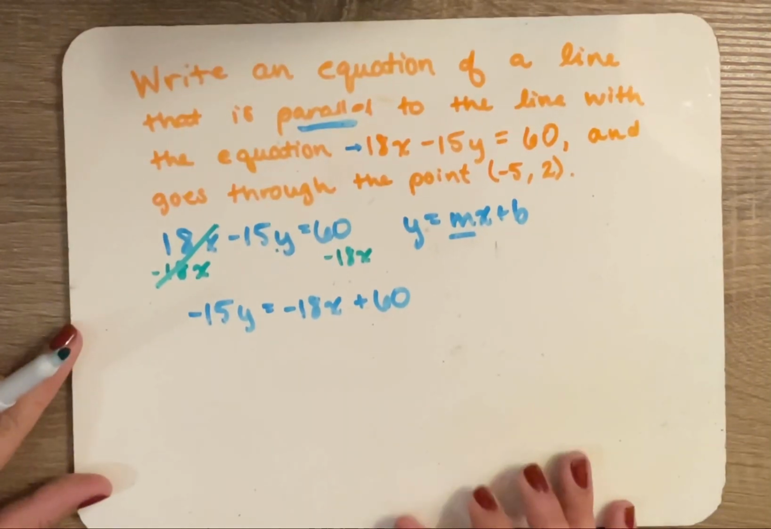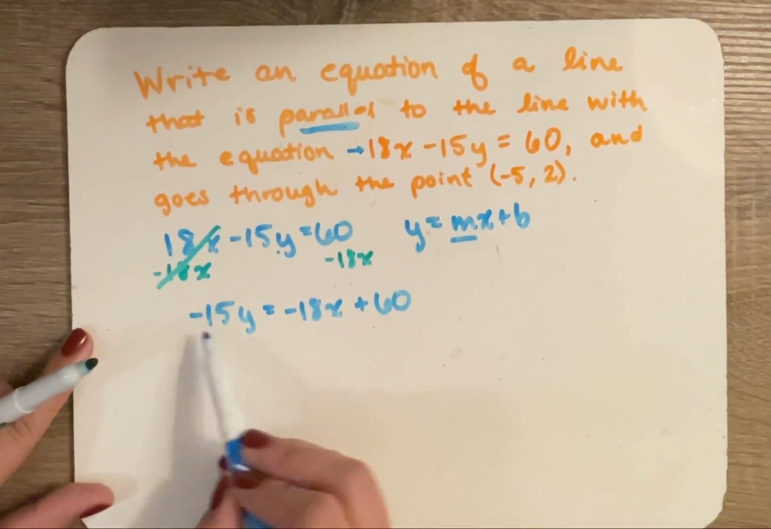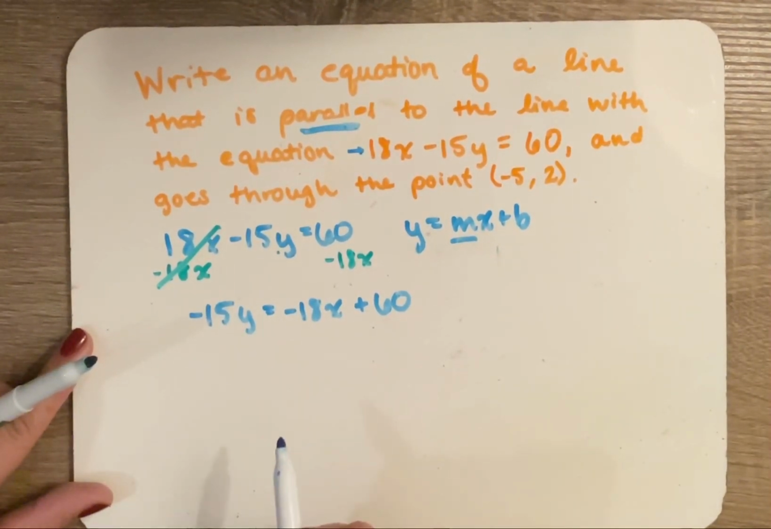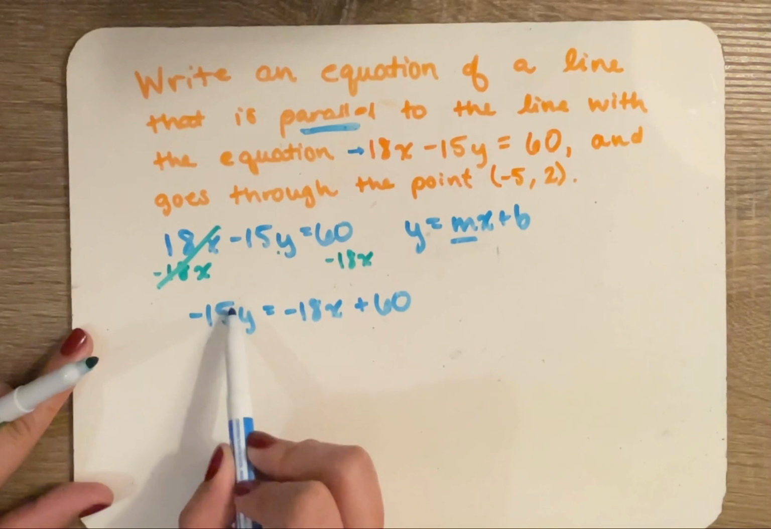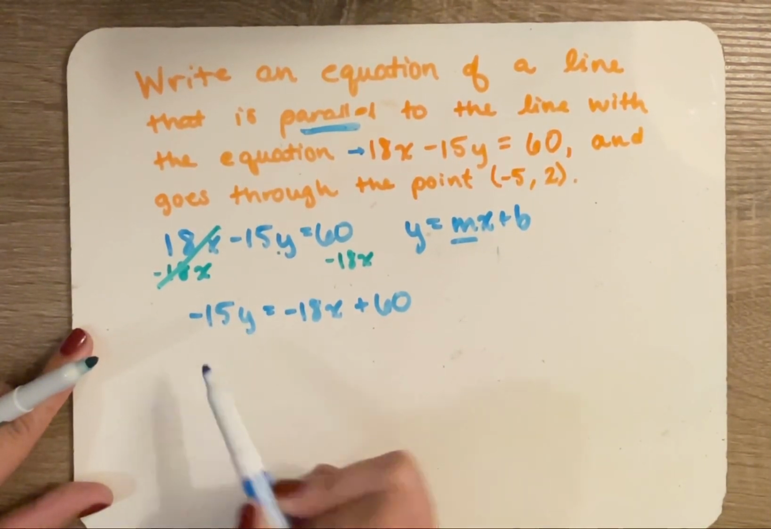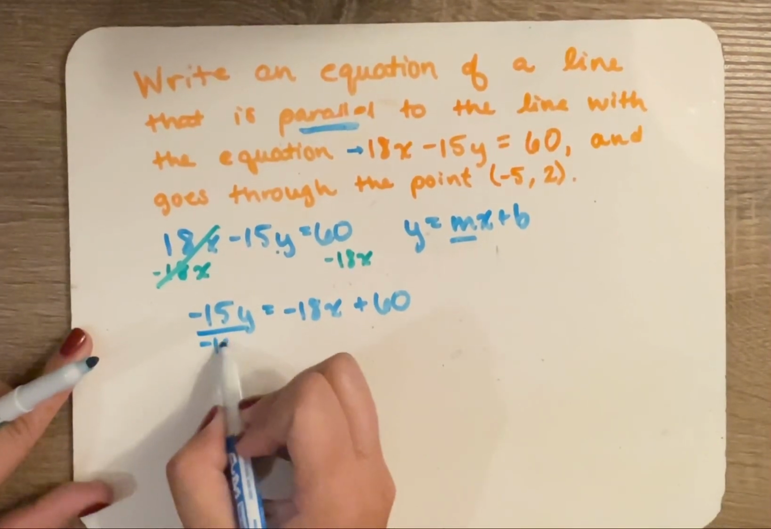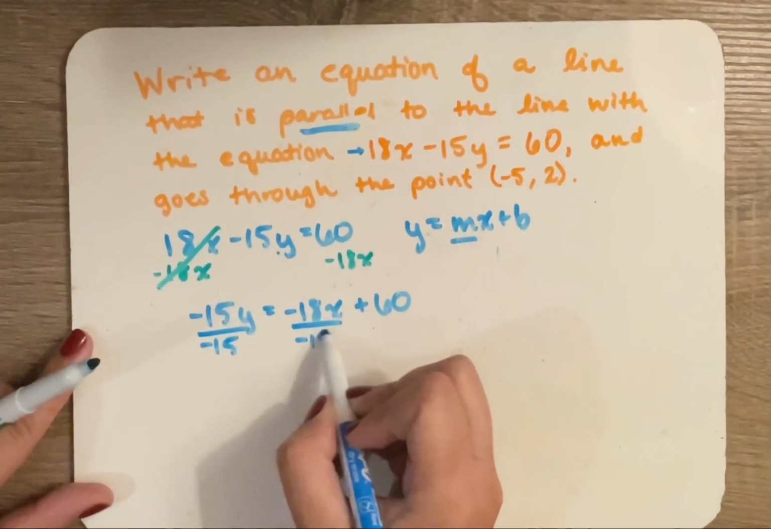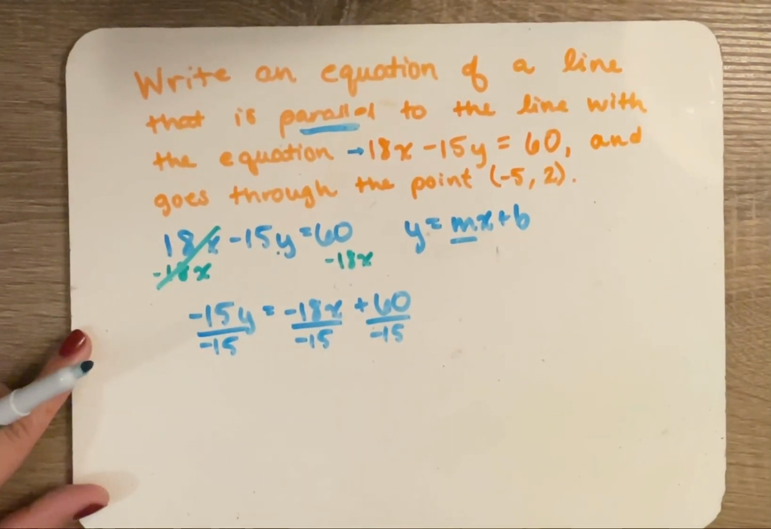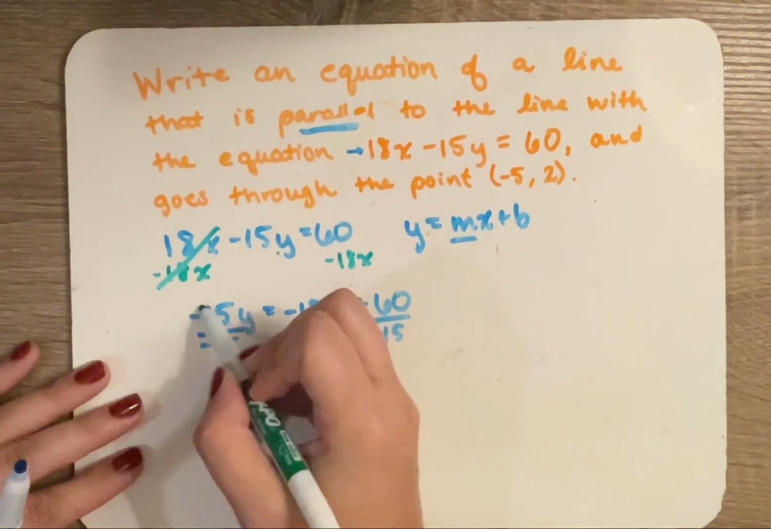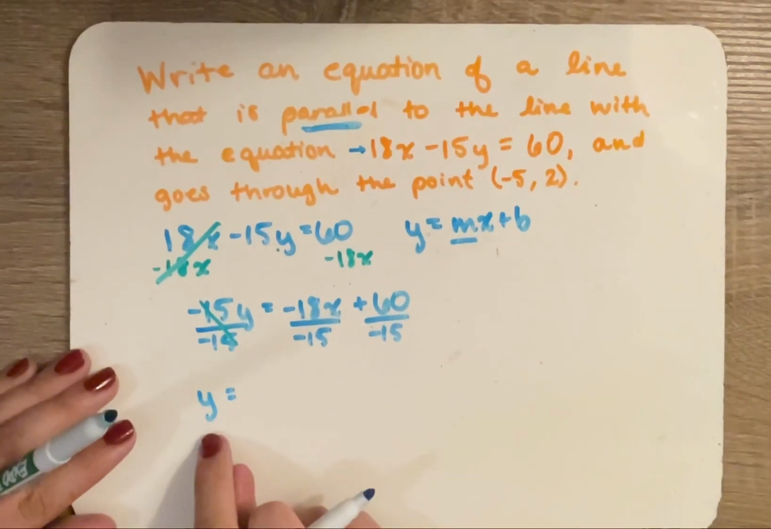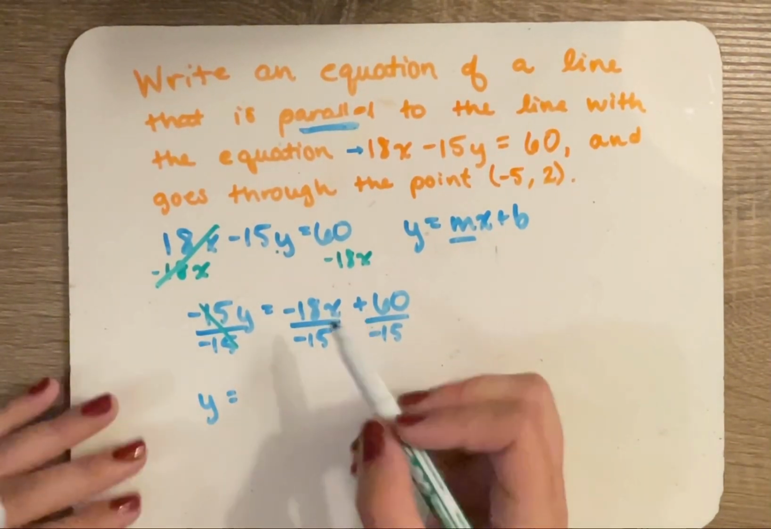Okay, we're getting closer. So now we have -15y on the left side, but y still isn't completely by itself. So I need to divide, because -15 is being multiplied by y. The inverse of multiplication is division. So I'm going to divide every single term by -15 in order to isolate y. When I do that, these -15's cancel out. So I have just y left over on the left side.